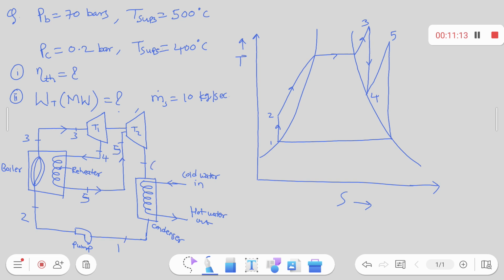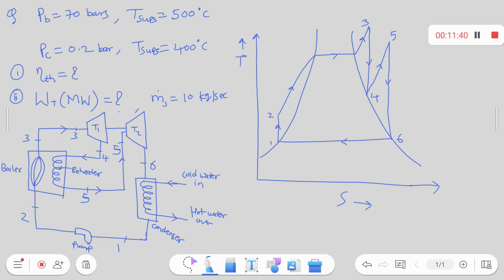5 to 6 is what? Isentropic expansion in the second turbine up to the saturated line, right? So this is 5 to 6, 4 to 5 and 5 to 6, and 6 to 1 is what? 6 to 1 is condensation in the condenser, right? So this is your TS diagram. Now what do we need to calculate?